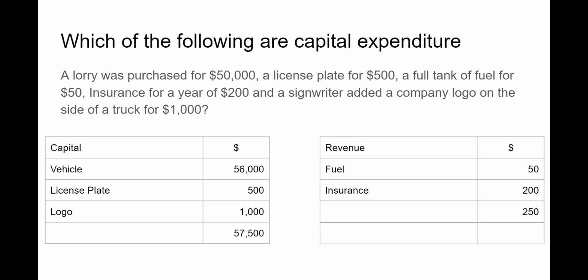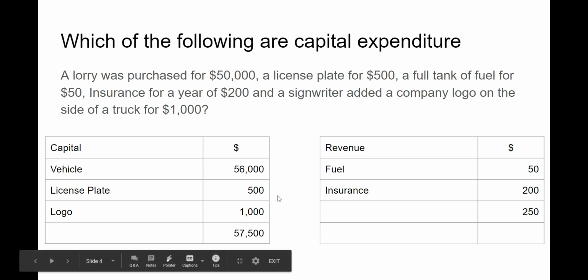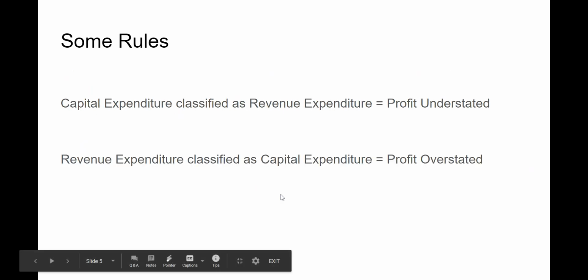Fuel, revenue, obviously businesses, if they're running lorries, would normally refuel them every day. And insurance is normally an annual thing, and therefore the insurance would be renewed every year, and therefore it's clearly revenue.